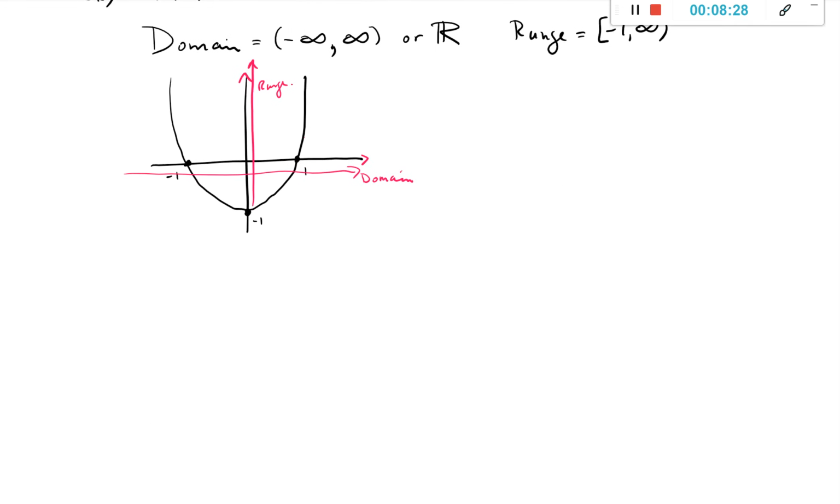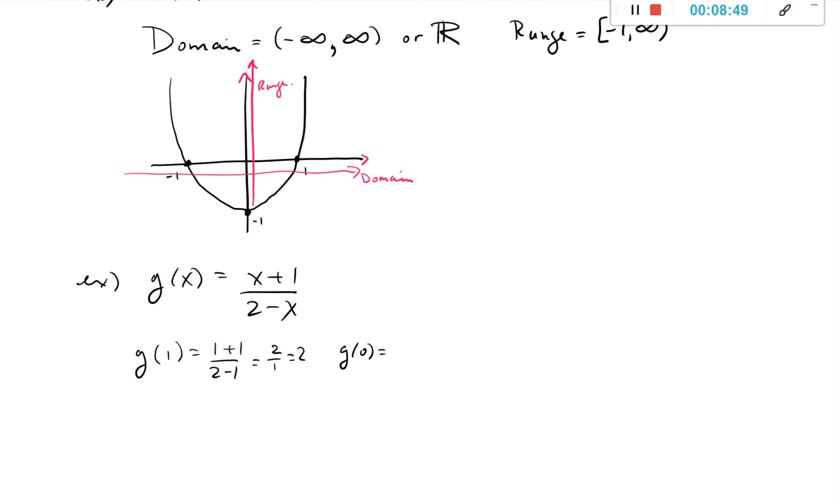So next example, now we've got g of x, which is x plus 1 over 2 minus x. Once again you can ask, can I calculate g of 1? Yeah, you can do that. That would be 2 over 1, it would be 2. Can I calculate g of 0? Well, 0 plus 1 is 1, 2 minus 0 is 2, so that's going to be a half, so that works. So we see 1's in the domain, 0's in the domain.